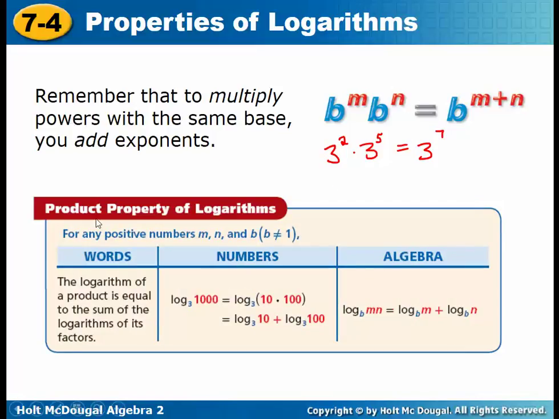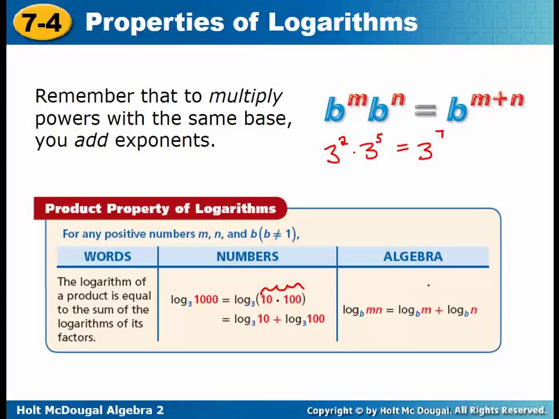With logarithms, we call this the product property of logarithms. The log of a product is equal to the sum of the logarithms of its factors. Here's an example with numbers. Log base 3 of 1,000 is equal to log base 3 of 10 times 100, because 10 times 100 is equal to 1,000. Therefore, we can rewrite this as log base 3 of 10 plus log base 3 of 100. So if you know there's a product that you are taking the log of, you can rewrite it as the sum of those two separate logs.